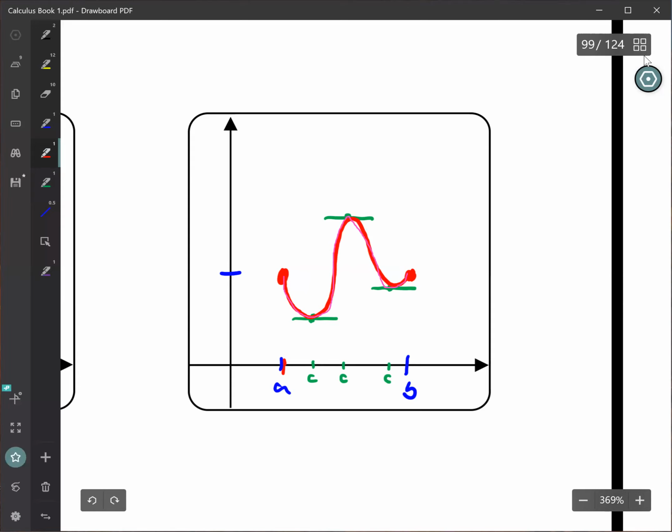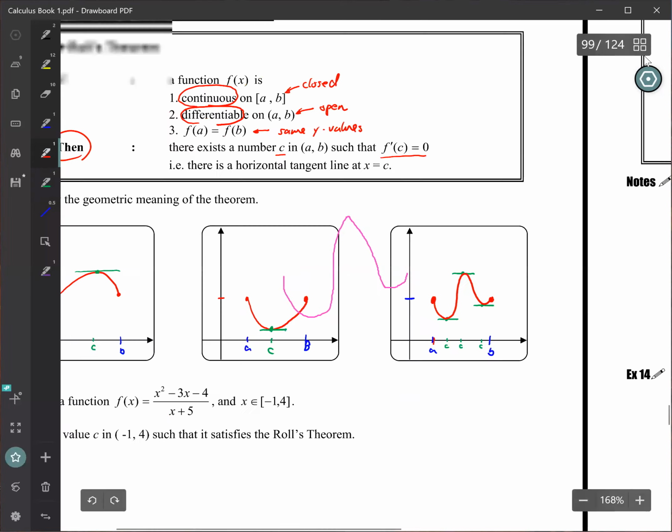Okay, so Jesse, can you help me erase? Yeah. Thank you. All right, so that will be the three possibilities.